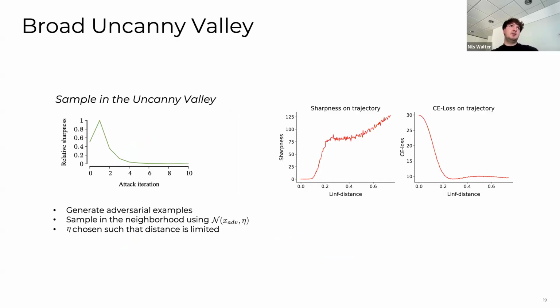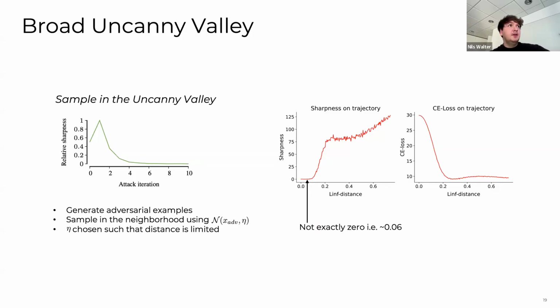The basic experimental setup is that you generate adversarial examples, sample in the neighborhood, and just see how the loss and the sharpness change. And you see that for a significant distance to the base point, measured here in L infinity, the network still remains relatively flat. It's not exactly zero, but it's still very flat.